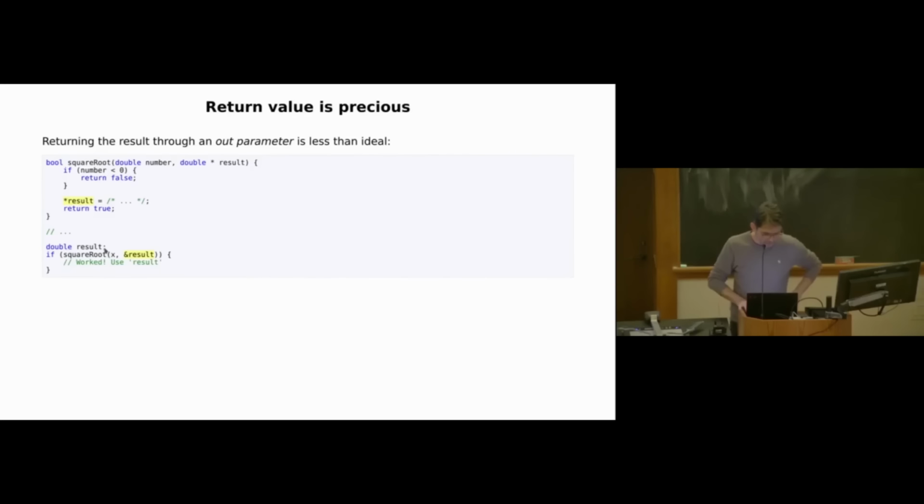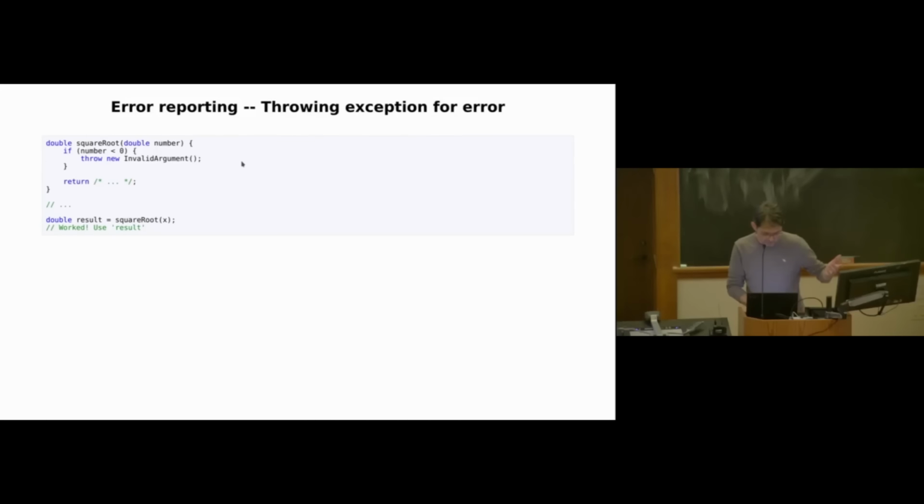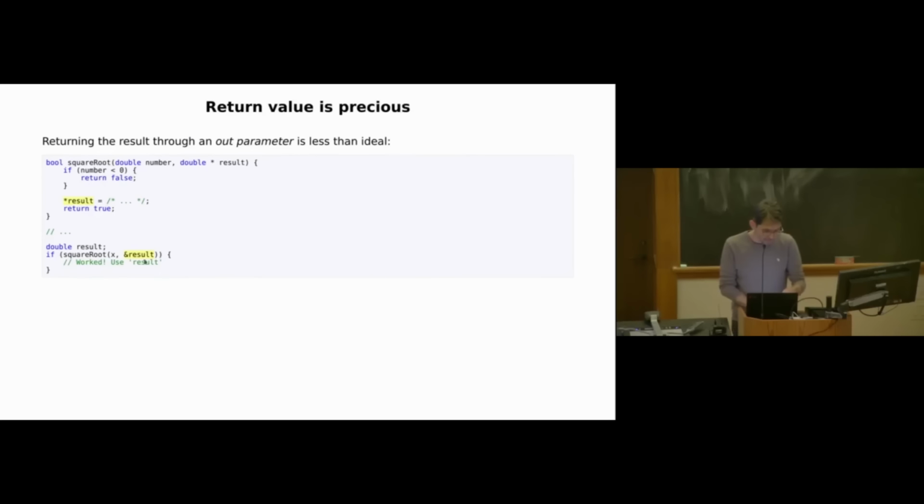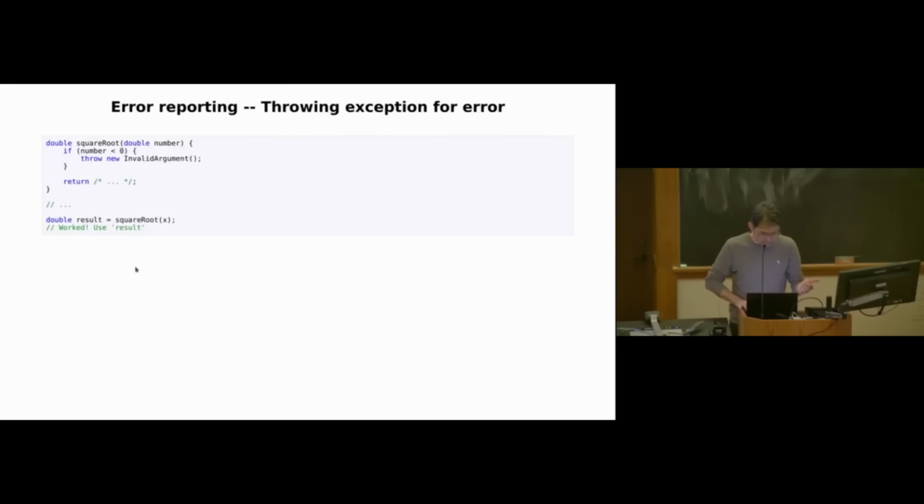Anyway. And also the return value is so precious for functional programming, right? You don't want to waste your return value for your error reporting so that you pass in a pointer here to get the result out. This doesn't make sense. That's why throwing an exception is a better option. You just do this, double result equals square root x. If there's an error, it may throw an exception, and you continue.